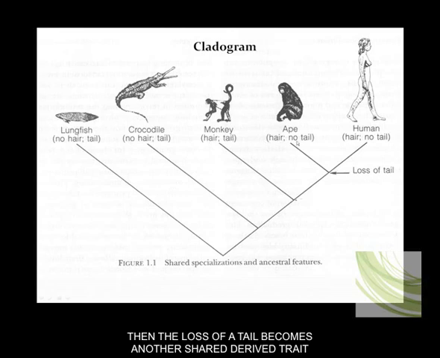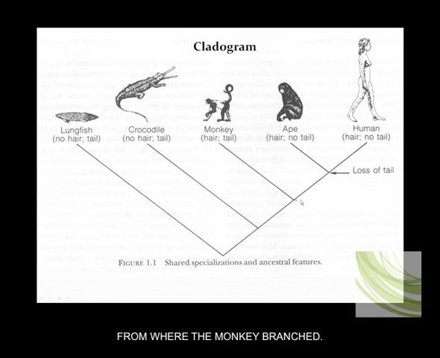Then the loss of a tail becomes another shared derived trait only between apes and humans. So you can see they branch together separately from where the monkey branched. I'm not going to require you to be able to reproduce this branching. I just want you to understand the difference between the types of traits.